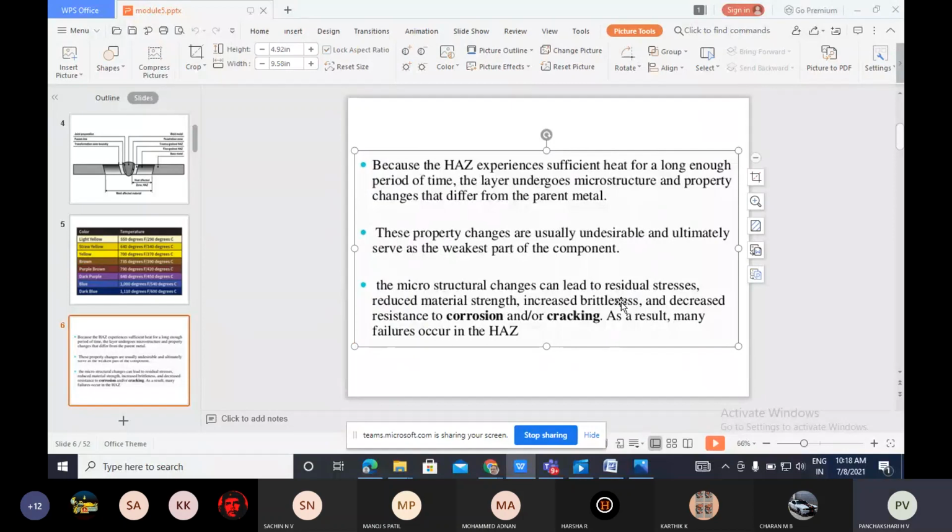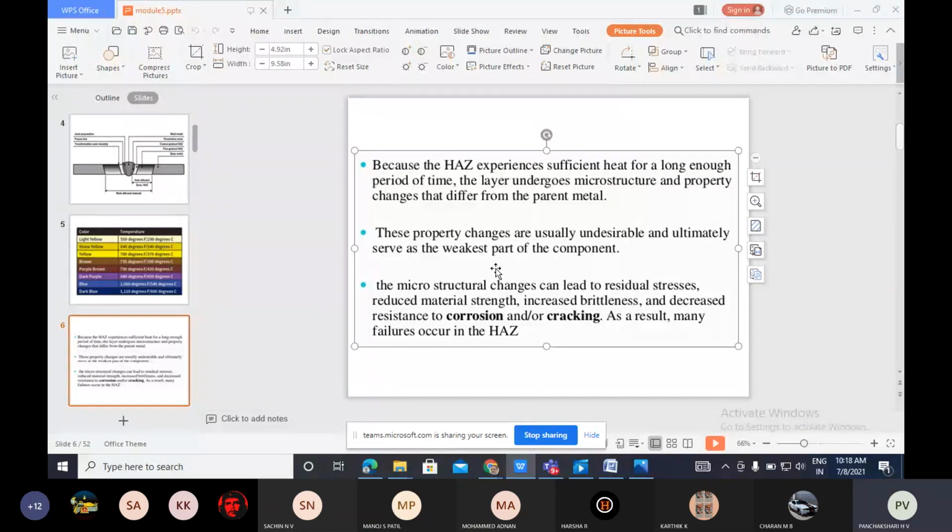Okay, reduced material strength, increased brittleness, and decreased resistance to corrosion. So these are all the effects of HAZ, heat affected zone. You will be asked in the examination, explain the effect of HAZ. Show with the help of diagram, explain with the diagram. So then you have to draw a neat diagram of HAZ with the different bands and explain all these things.